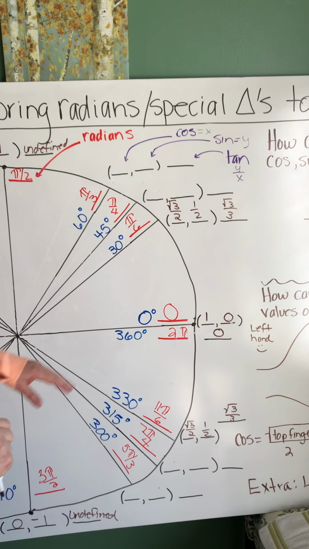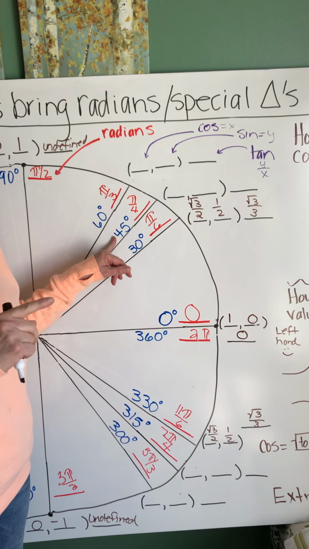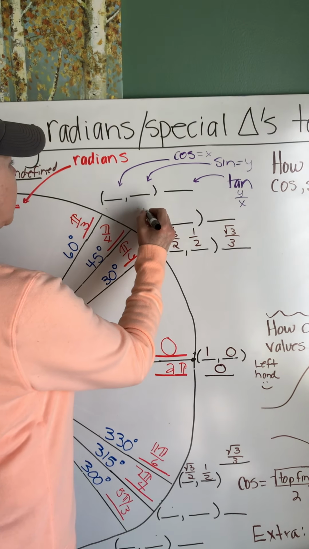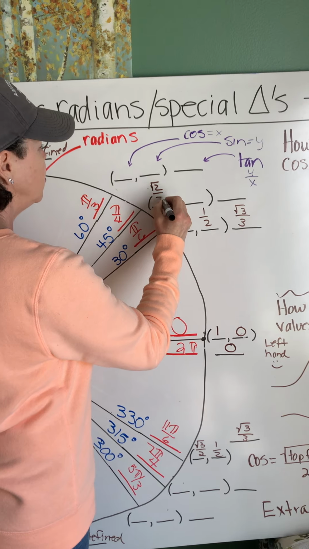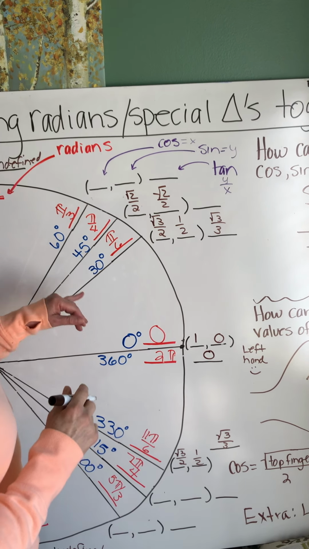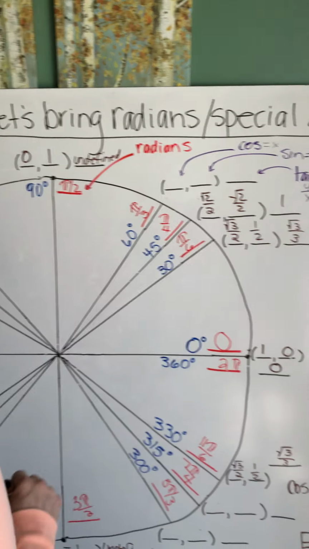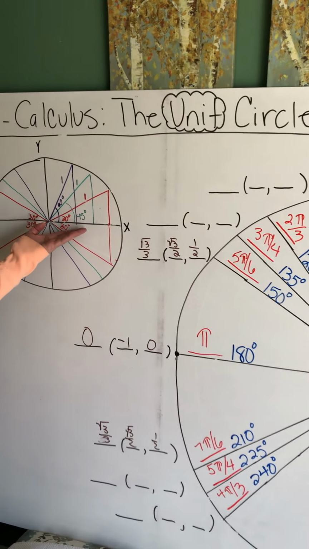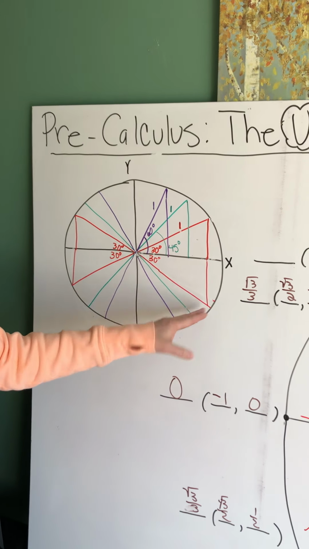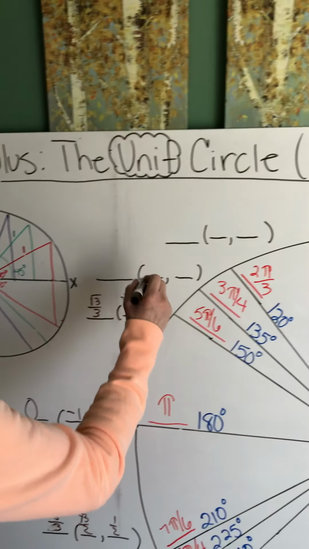Let's go to the 45. We already did cosine of 45, sine of 45, and tangent of 45 on our other video. That is the square root of 2 over 2 for cosine. Square root of 2 over 2 is sine of 45, and tangent of 45 was 1. Again, let's look at the green triangles. There's a green triangle in every quadrant, and so it must have the same cosine, sine, and tangent values. Let's fill those in.